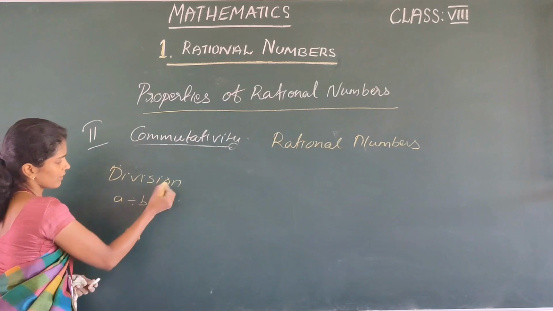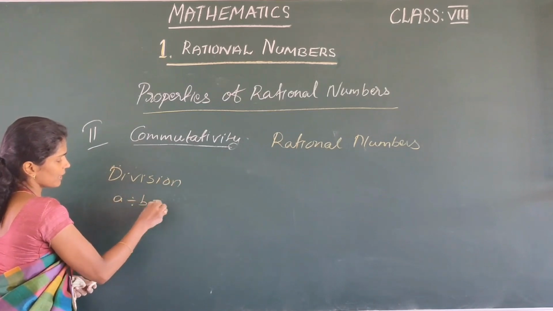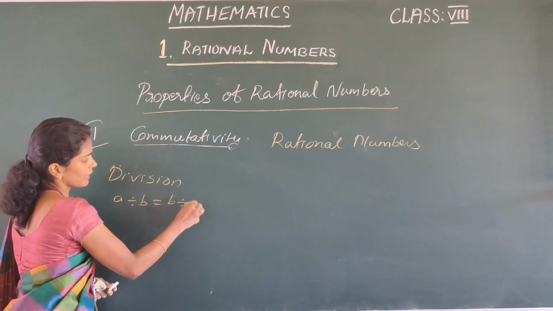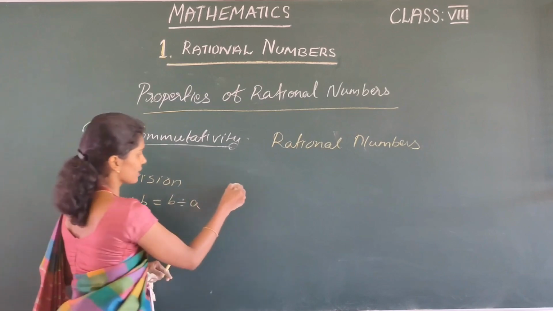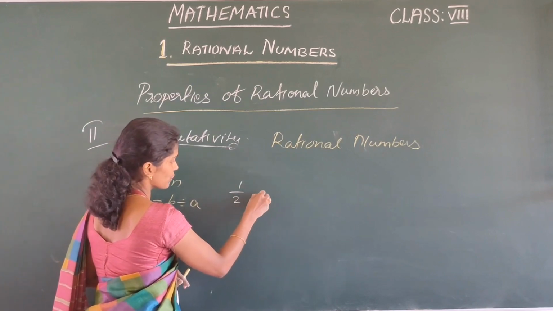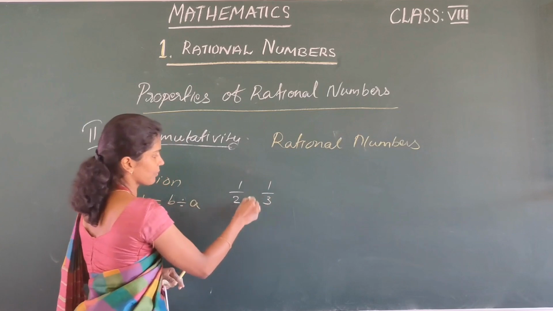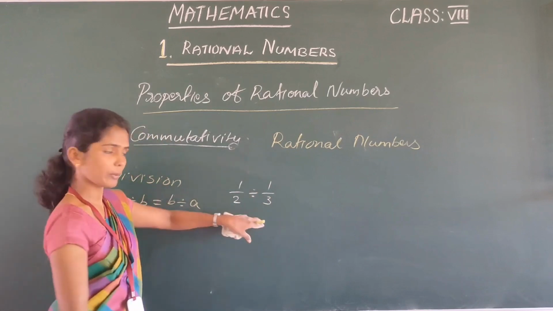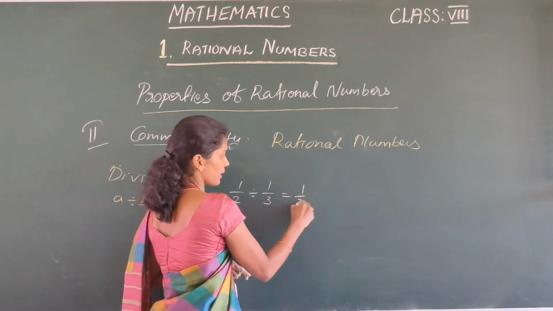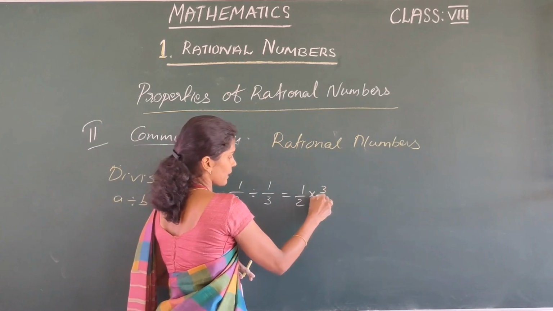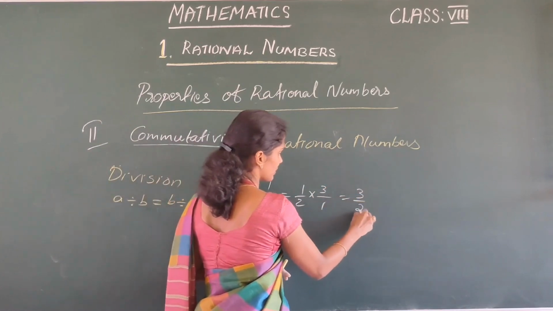You have to check whether a divided by b is equal to b divided by a or not. Take two numbers, 1 by 2 and 1 by 3. 1 by 2 divided by 1 by 3 is equal to 1 by 2 into 3 by 1. This is equal to 3 by 2.